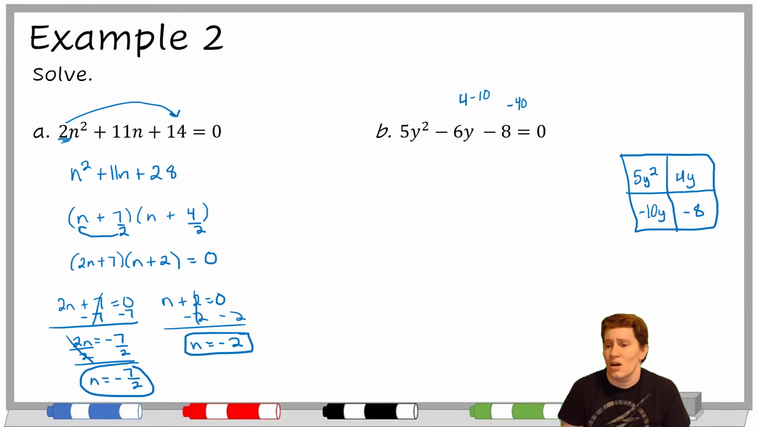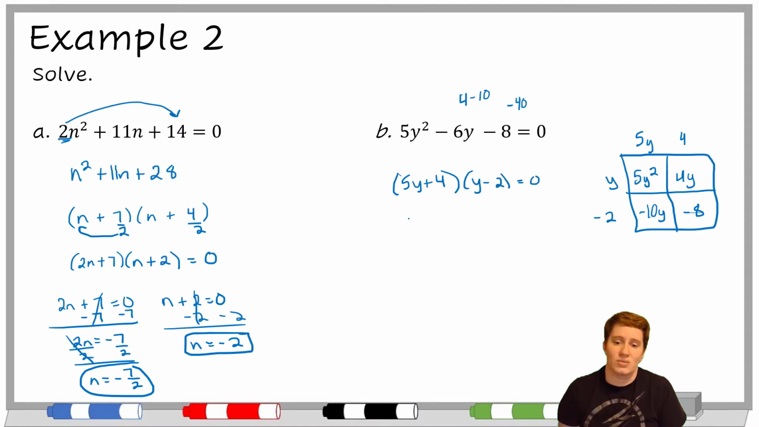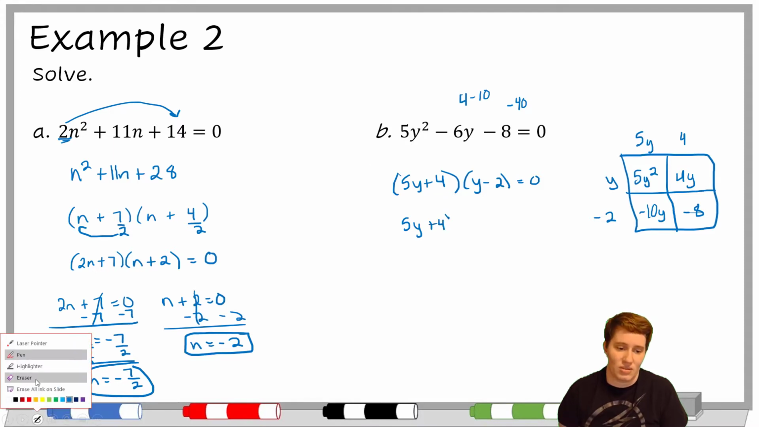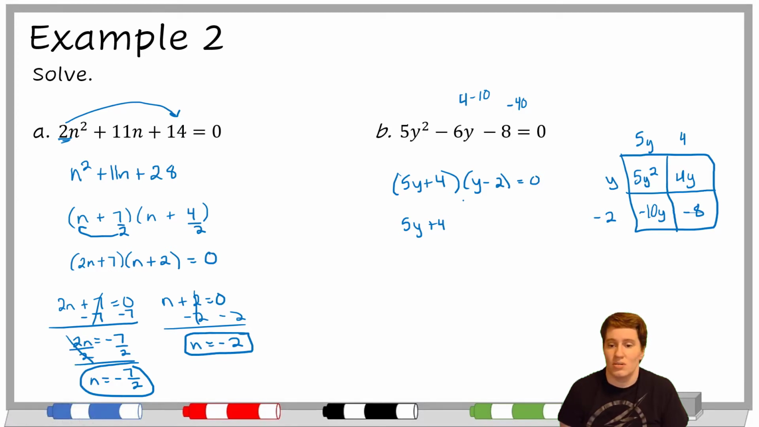No? Okay. The top has a y in common. The bottom has a negative 2 in common. The left side has 5y in common. The right side has 4 in common. So this gives us 5y plus 4 and y minus 2. So we set each part of this equal to 0. So definitely the hardest part of this is the factoring part of it, right? So 5y plus 4 equals 0, and y minus 2 equals 0.